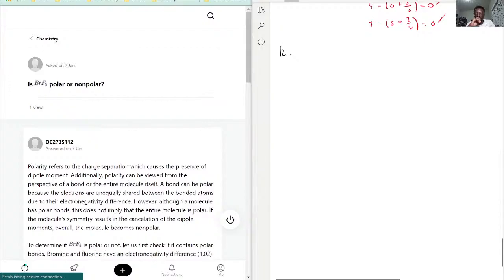We have BrF5. Is it polar or nonpolar? Let's first find out by actually getting the Lewis dot diagram of bromine pentafluoride. The way we do that is by seeing how many electrons we're working with. Bromine and fluorine are both halogens.